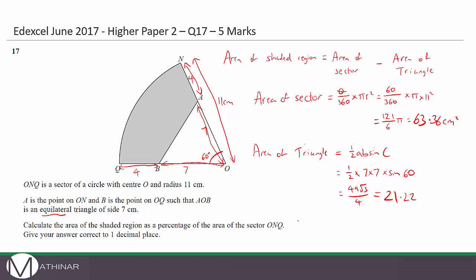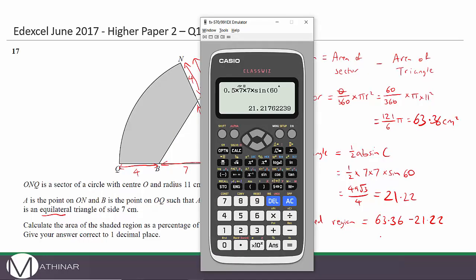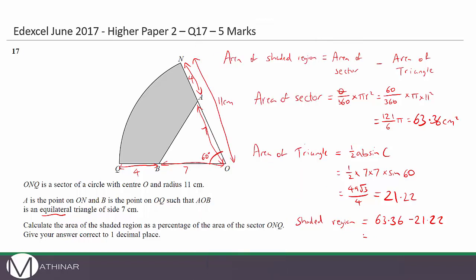So the shaded region, calculate the area of the shaded region as a percentage of the area of that. So let's find out the shaded region. So that's going to be the area of the sector, which is 63.36 minus 21.22. 63.36 minus, and then I'm just going to use the answer, which is 42.14.